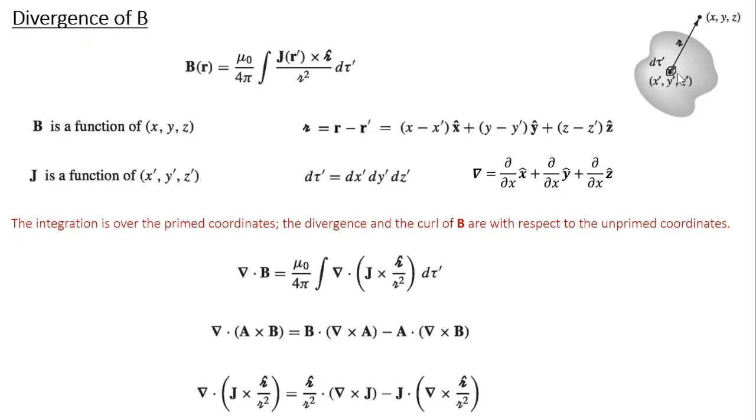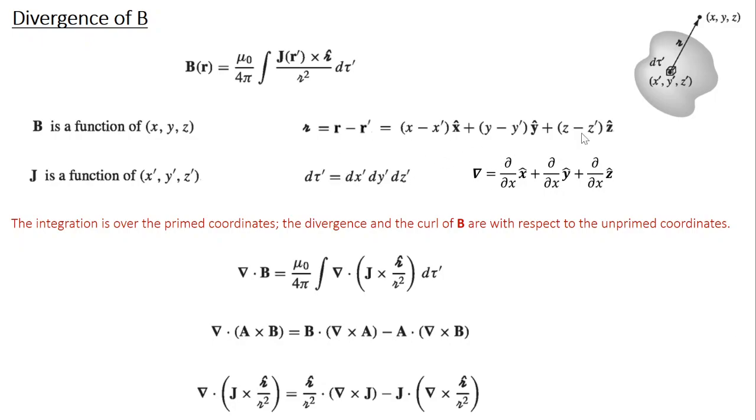Source element is always associated with r prime. Since the source of the magnetic field is the current density, I can say current density J is a function of r prime, or x prime, y prime, z prime. What about the displacement? This is r minus r prime. So I can write it as (x minus x prime) x cap plus (y minus y prime) y cap plus (z minus z prime) z cap.